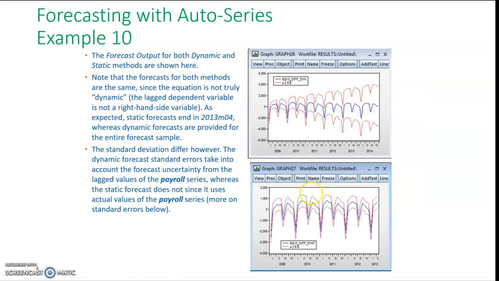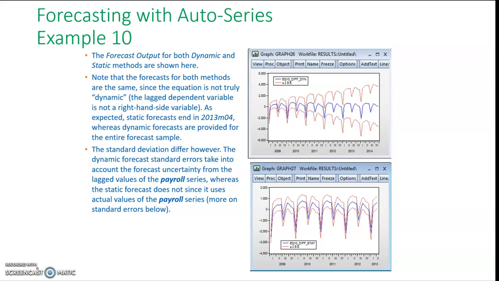After that, we see the forecasted output for both the dynamic and static methods. We may note the forecasts for both methods are the same. That is, for the dynamic and for the static methods, the forecasts are the same, since the equation is not truly dynamic, because the lagged dependent variable is not on the right hand side of the equation.